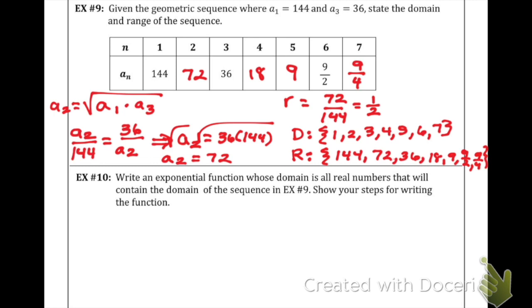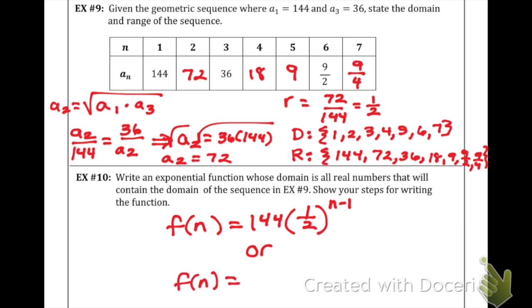So write an exponential rule or an exponential function whose domain is all real numbers that will contain the domain of the sequence. So in example 9, we had a discrete function with our sequence. Now we're going to turn it into a continuous function so that our domain is all real numbers. So f of n is equal to my first term times my common ratio, which is 1/2, to the n minus 1. Or if we want to take it to the a naught, I need to figure out what number I take half of to get to 144, or doubling 144 would be 288, times 1/2 to the n. That would be using my 0 term to start.